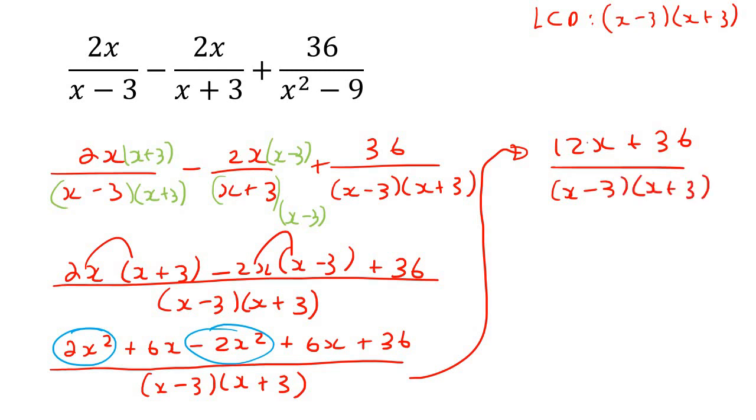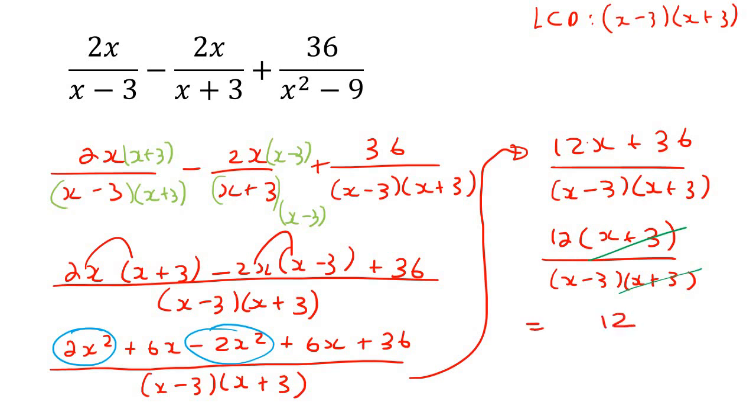So now at the top, what we can do is we could take out a common factor of 12, and you'd be left with x add 3. And then at the bottom, you still have this and this. And so what happens now is that these x add 3's cancel. And so we're left with a final answer of 12 over x take away 3.